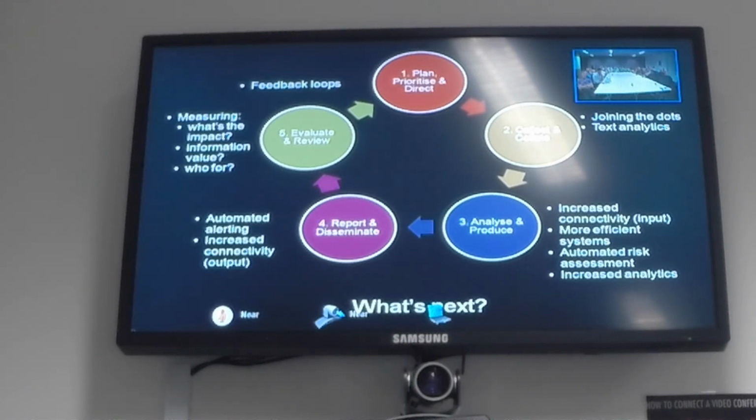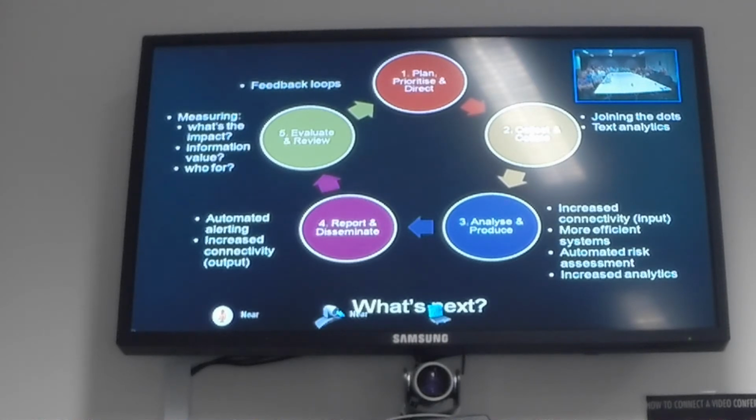Step number 4, we have already got some automated alerting, both inside and outside of the organisation. We want to do more of that. We want to be able to push information to consumers. But the tricky thing there is making sure that we don't overwhelm them. So we've got to be able to work out what is the most important information for this individual. And we will also increase our connectivity for output to get that information out more quickly.